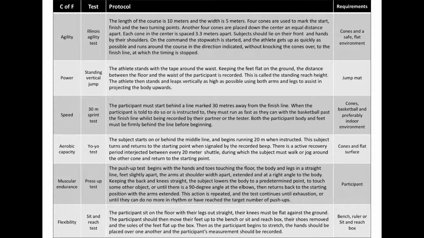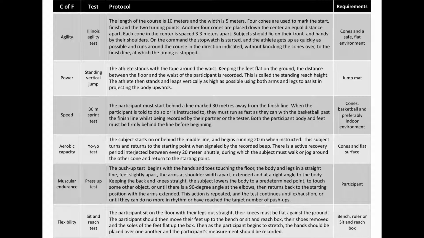The fifth component of fitness was muscular endurance. I chose the press-up test to test this, and the protocol for this was that the participant begins the test with the hands and toes touching the floor, the body and legs in a straight line, feet slightly apart, the arms at shoulder width apart, extended at a right angle to the body.